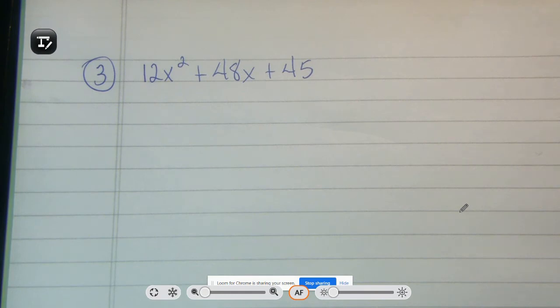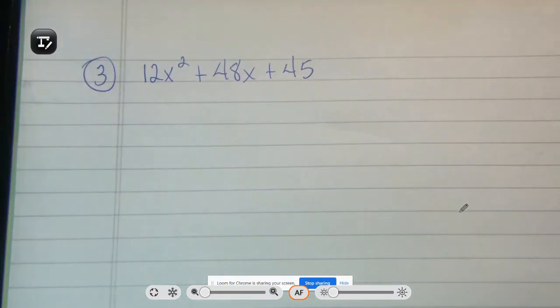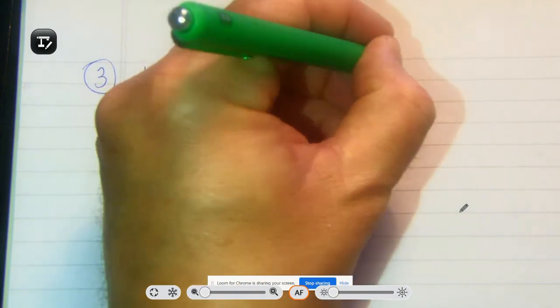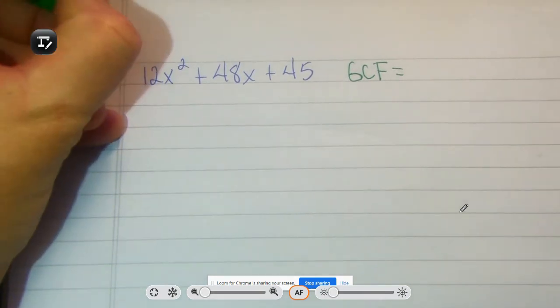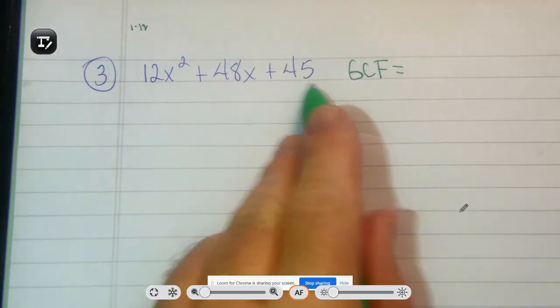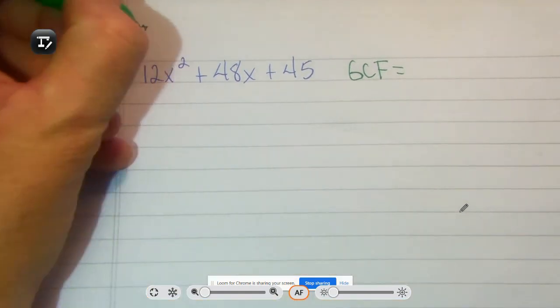So let's look at a third example. This example says 12x squared plus 48x plus 45. Well, the first thing I need to do is identify, is there a GCF? All right, so I need to think about those things that multiply to be 12. Well, 1 times 12, so if I check it, I know that 1 times 12 is 12, and 45 won't divide by 12. 48 would, but 45 won't, so I know it's not 12.